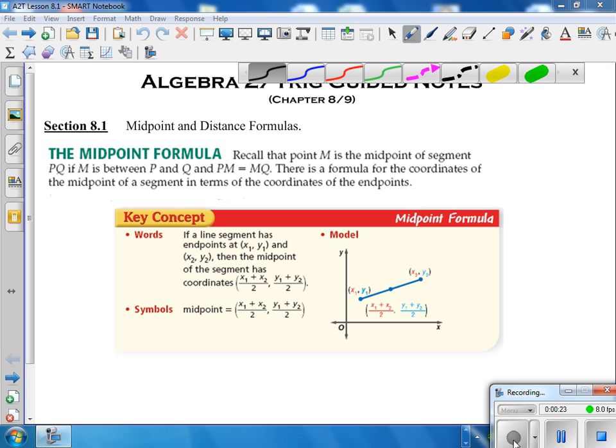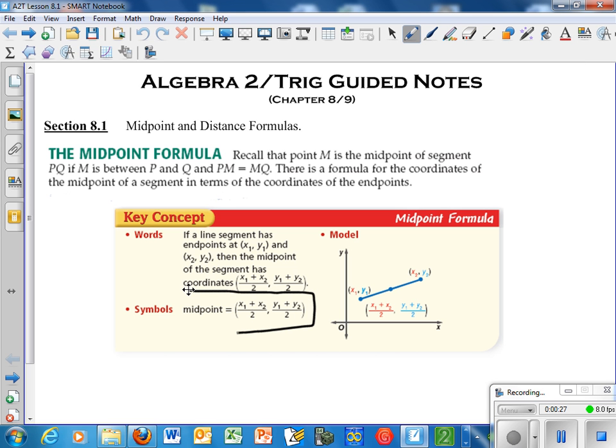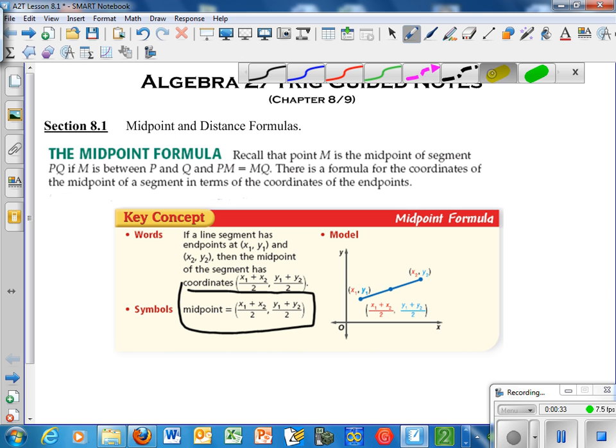And basically what the midpoint formula says to find the midpoint is add your x values. So right here we're adding our x values and divide by 2. That'll be the x coordinate of the midpoint. Then add your y values and divide by 2. That'll be the y coordinate of the midpoint.